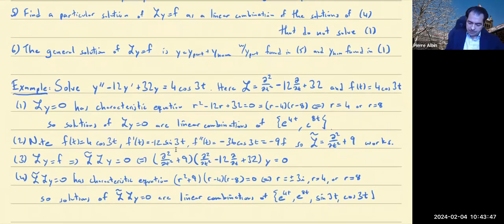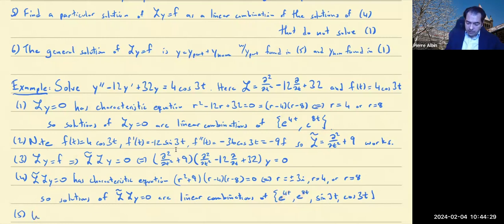Okay, step five is to find a particular solution of Ly equals f as a linear combination of the solutions in four that don't solve Ly equals 0. So in four, we found this set of solutions of L tilde L y equal to 0. We know that e to the 4t and e to the 8t solve Ly equal to 0, so they would not be useful for finding a solution to Ly equals f, because if you plug them into the left-hand side, you get 0, right? So we can ignore these, and we should only focus on these.